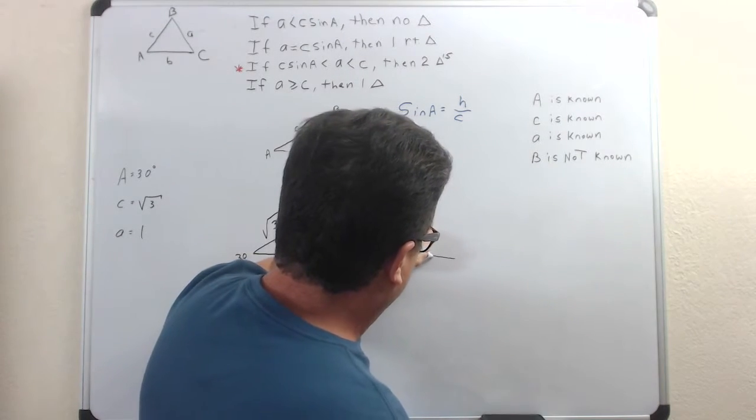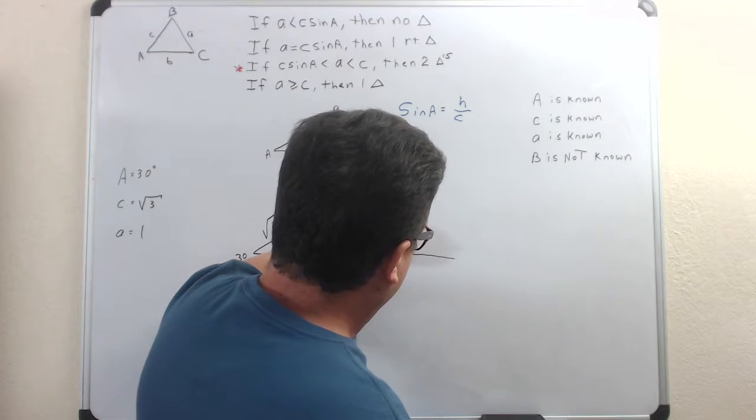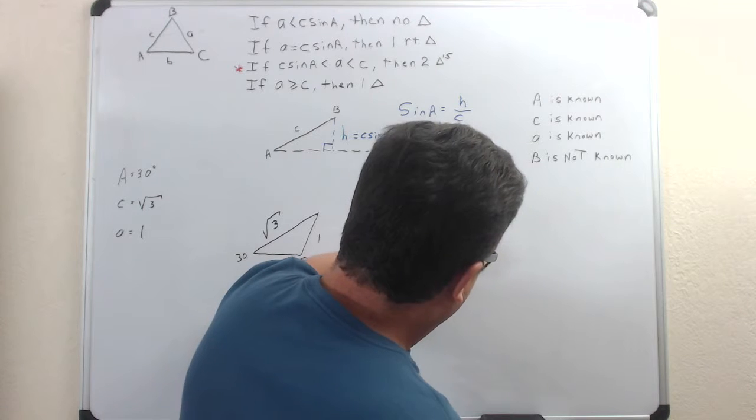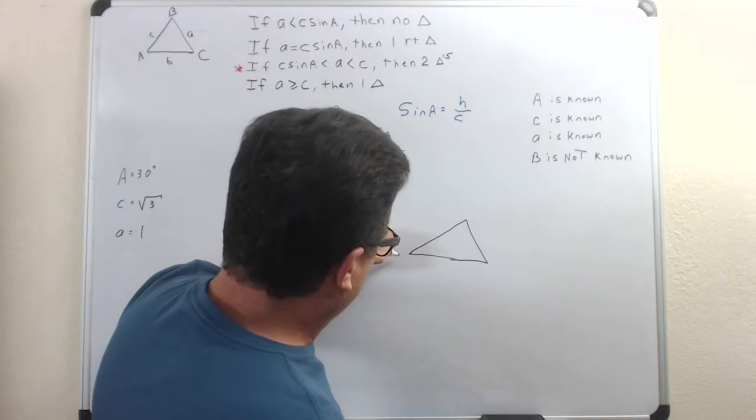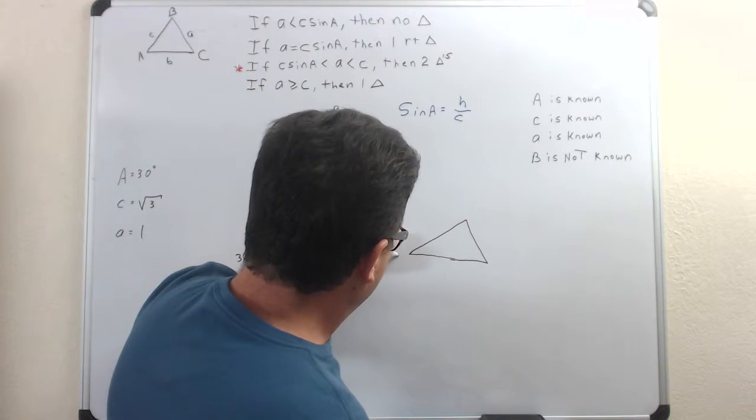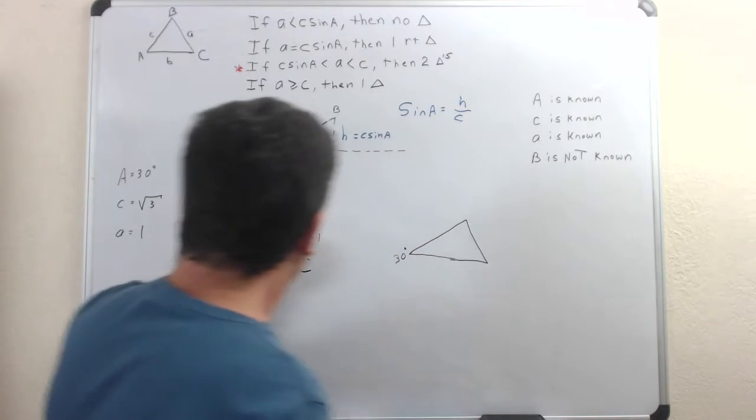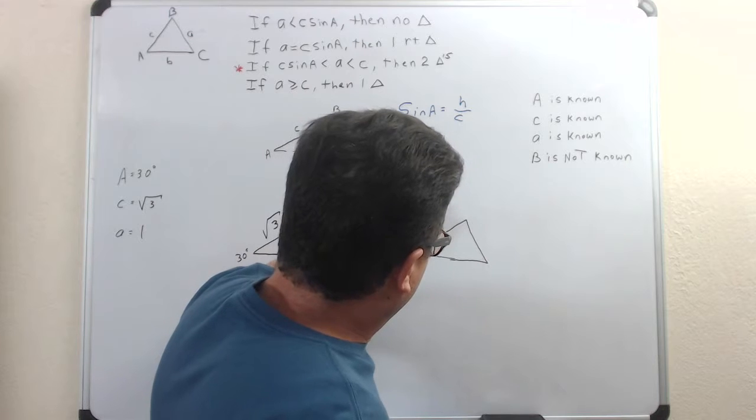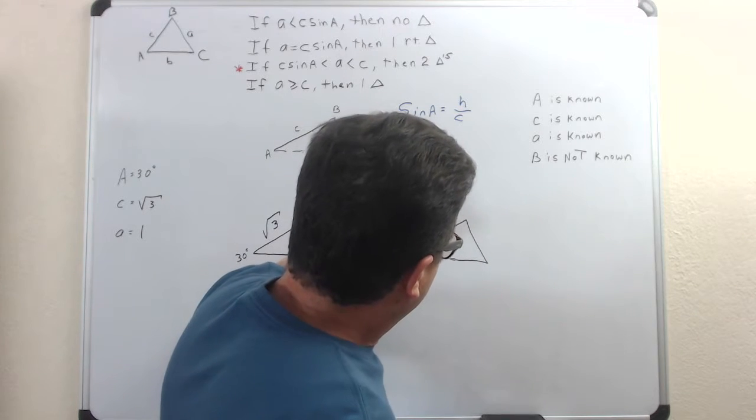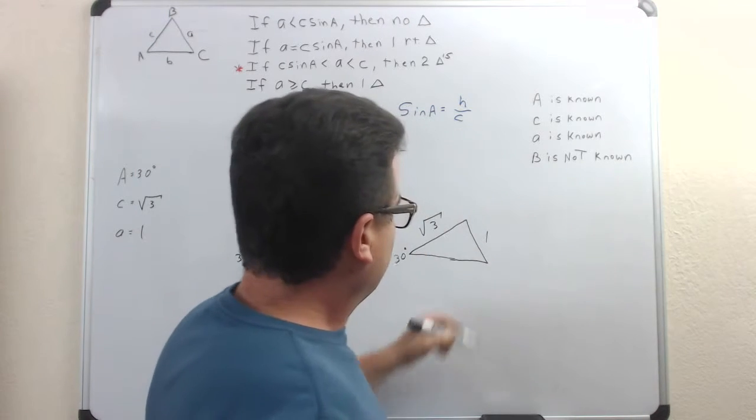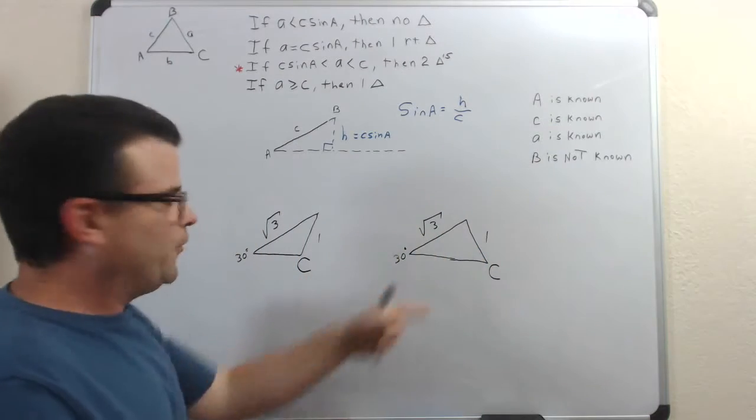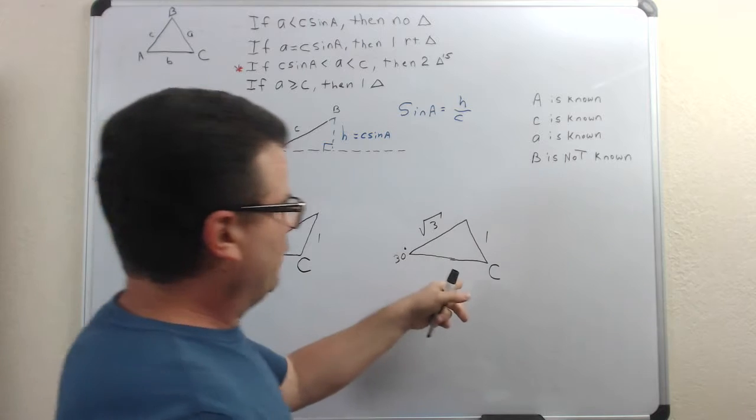So we'd have, and in this case, A is still 30 degrees. Make a degree mark here. c is the square root of 3, and a is 1. And this is angle C. So we're going to figure out angle C in both cases, and I'll start with this case.